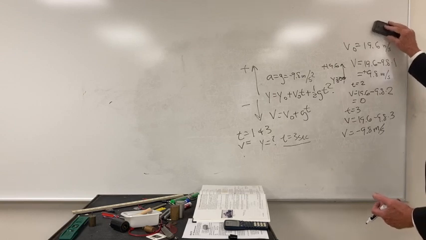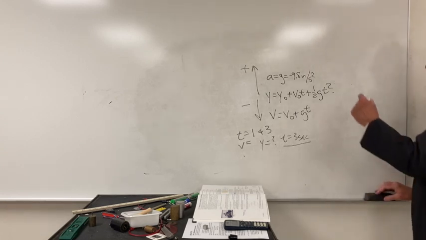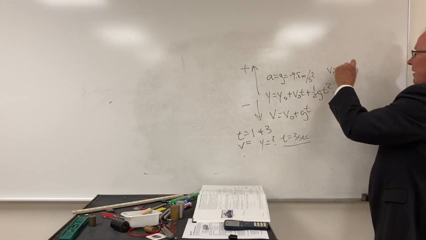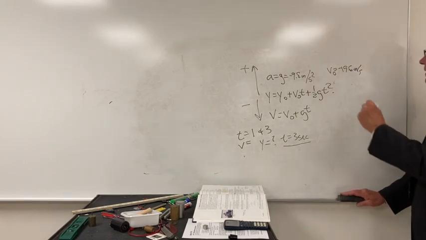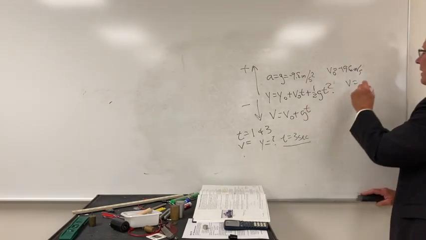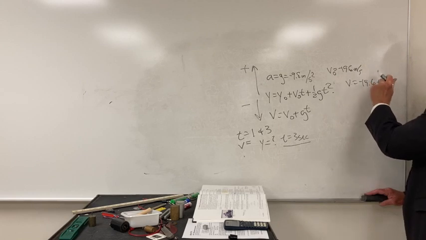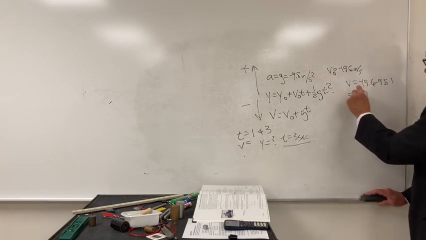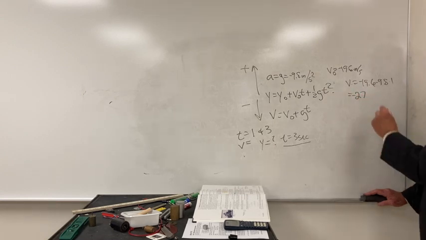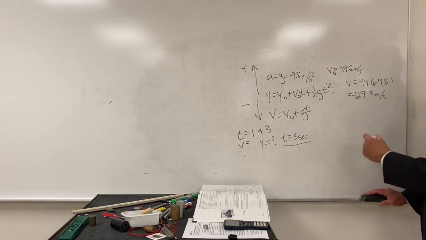So let's try it the other way. Let's try it where instead of shooting it upwards, and then we'll do the distance traveled after all this, if v naught is minus 19.6 meters per second, so we actually throw it down with a relatively high speed, all right, v is minus 19.6 minus 9.8 times 1, which is minus 29.4 meters per second, that's after 1 second.